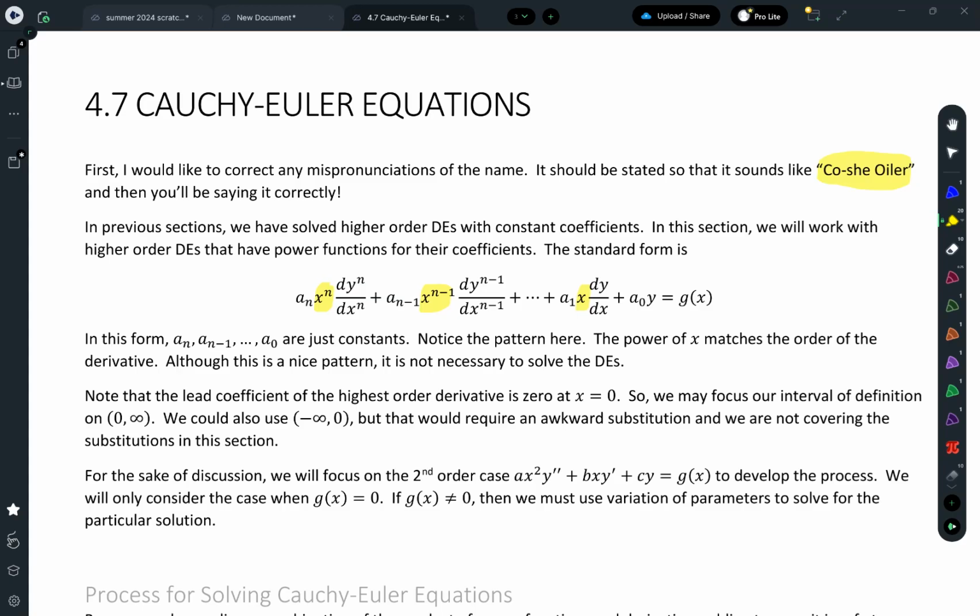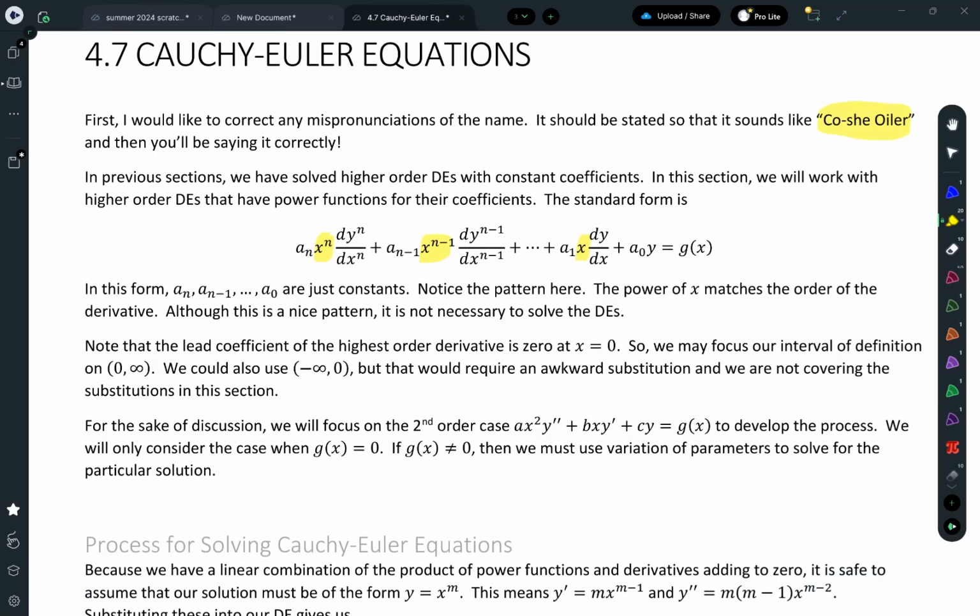Okay, so Cauchy-Euler equations are the ones that have powers of x with the orders of the derivatives of y. The a sub n through a naught, those are just going to be numbers, some constants. Typically, we'll see that the power of x matches the order of the derivative. And although that's a cool pattern, it's not absolutely necessary in order to solve these differential equations.